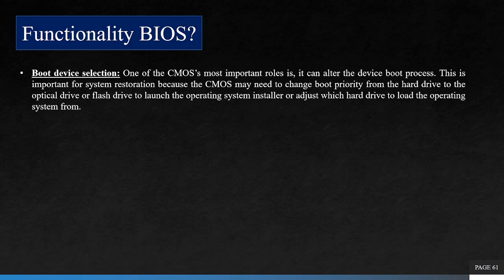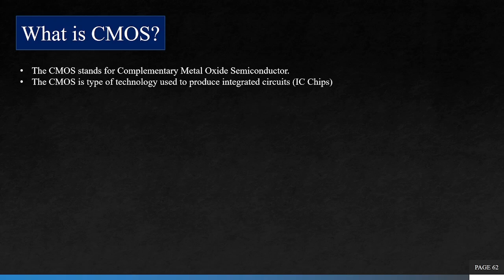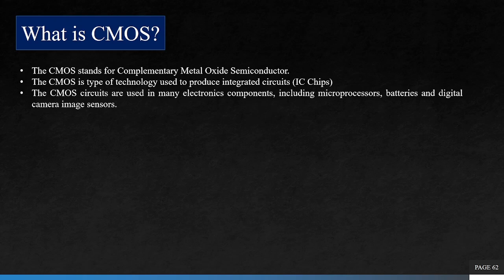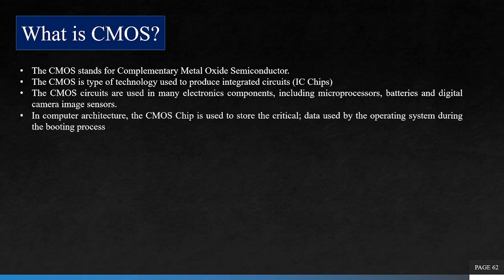One of the most important terms that we encountered is CMOS. What is CMOS? CMOS stands for complementary metal oxide semiconductor, which is represented as an IC chip. The IC chip is the one which holds many components, including processors, batteries, digital cameras, image sensors, and all. Right. In computer architecture, the CMOS chip is used to store the critical data used by the operating system during the booting process, and it is a non-volatile memory.